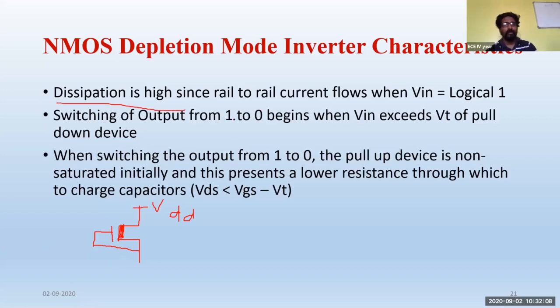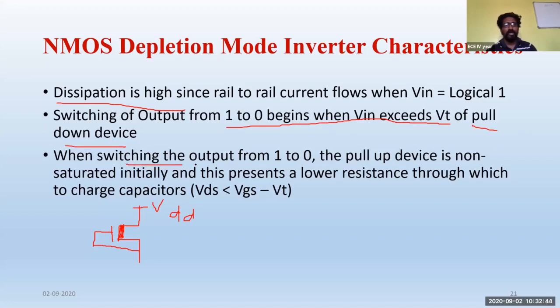And now switching of the output from 1 to 0 begins whenever the Vin exceeds the VT. We know that whenever the Vin is greater than the threshold voltage, then the switching takes place. Switching takes place means your transistor will be turning on or turning off depending upon the Vin and the VTH. If Vin is lesser than VTH, then the transistor will be turned off. If Vin is greater than VTH, then the transistor will be turned on. So that happens with the pull-down transistor, which is nothing else but your NMOS device. Here pull-down means NMOS device.